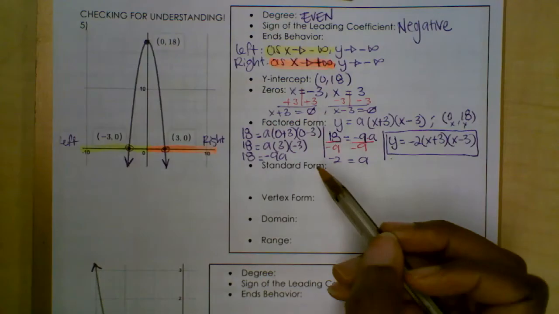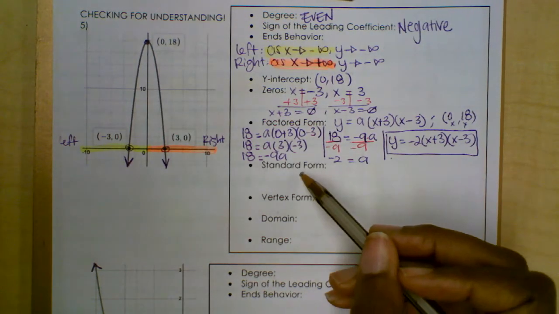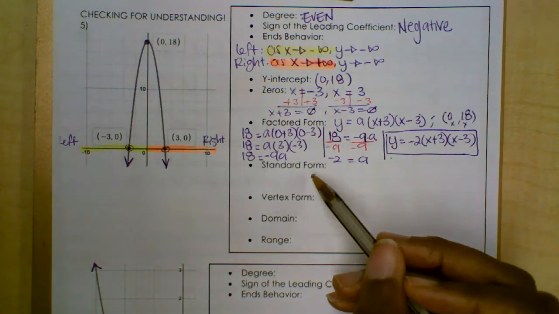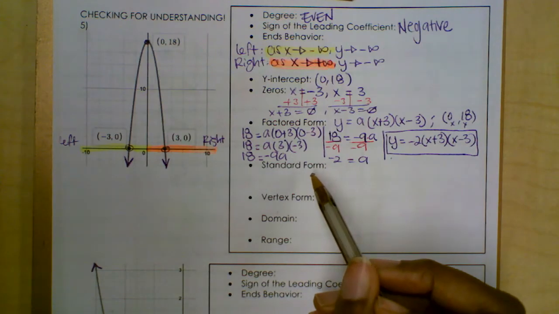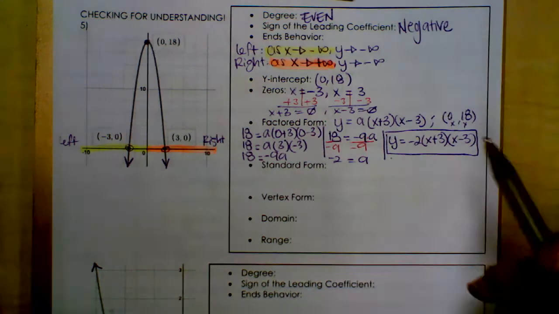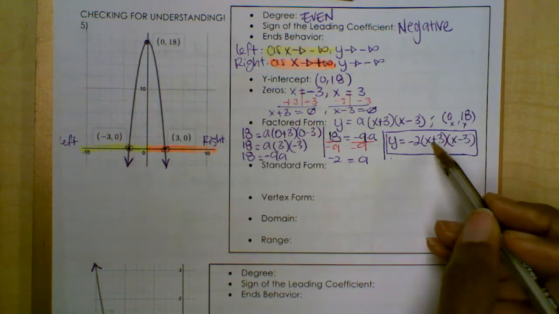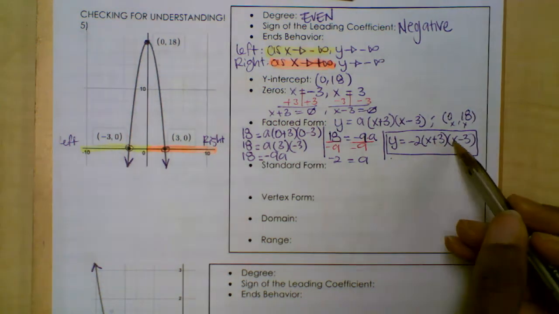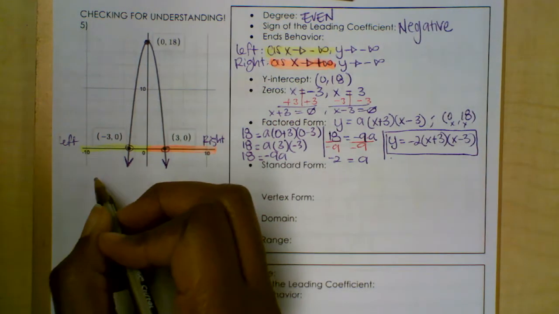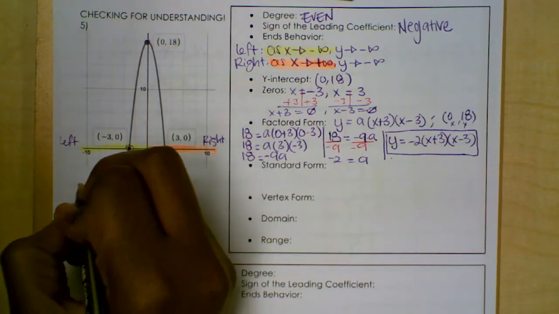The standard form means you want to see every variable x, and the exponent of the variable x, ordered in descending order. So first, I'm going to multiply the last two factors on my right, x plus 3 times x minus 3. You can use the distributive property or the box method. I'm going to use the box method here.